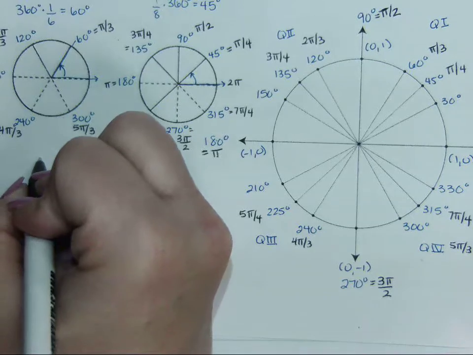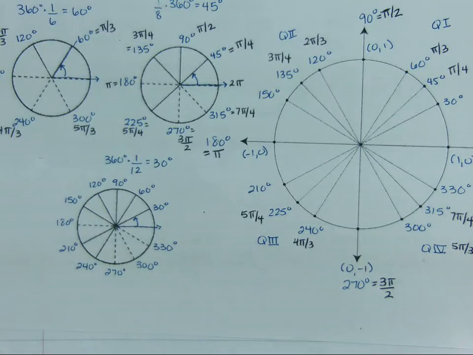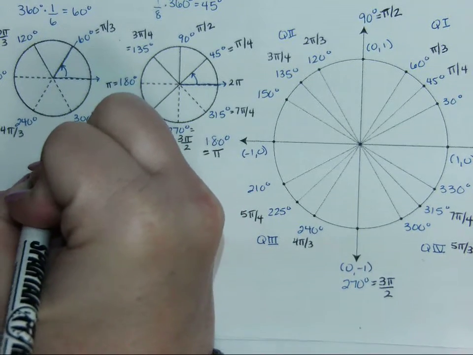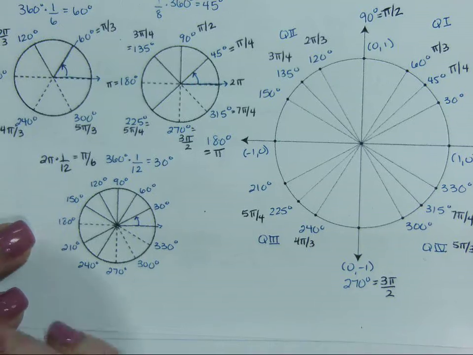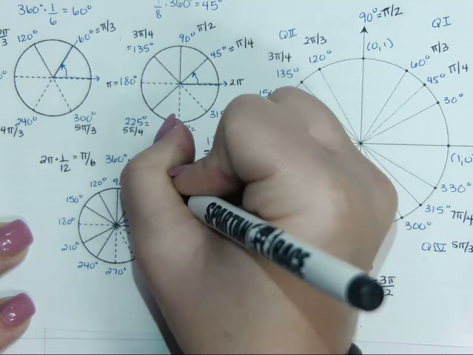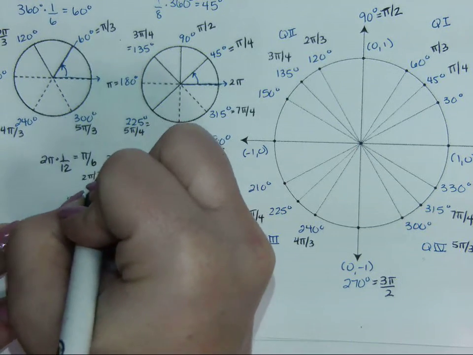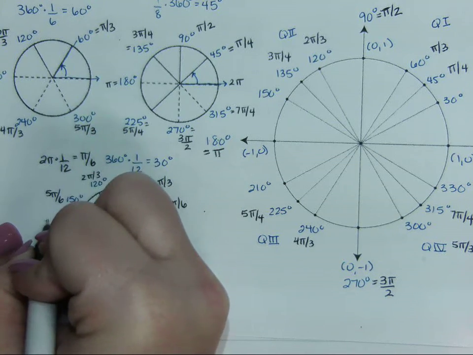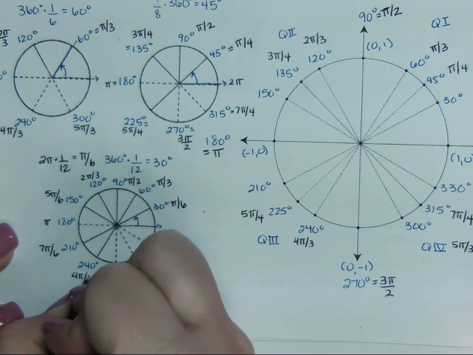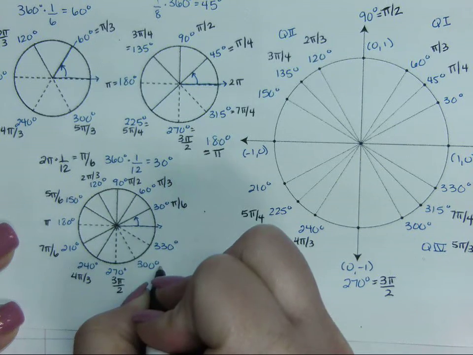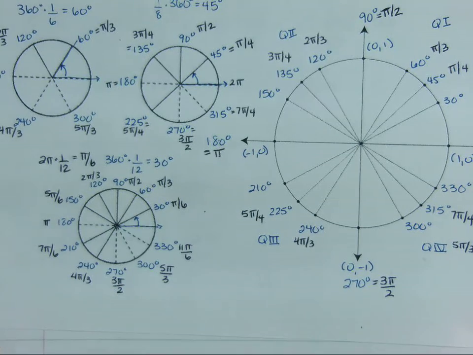And then down here, if I take the full rotation measurement for radians, which is 2 pi, and cut that into 12 equal portions, that's the same as pi over 6 increments. So 1 pi over 6, 2 pi over 6, 3 pi over 6, 4 pi over 6, 5, and you can see some of these are being simplified. You must always simplify your fractions. 7 pi over 6, 8, 9, 10 pi over 6, 11 pi over 6, and then 12 pi over 6 gets you back.